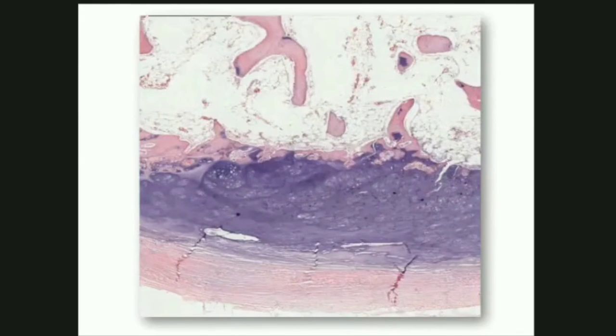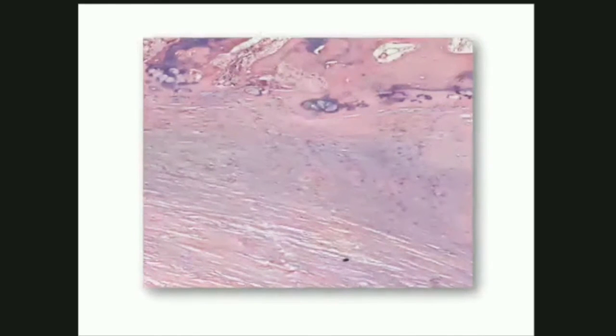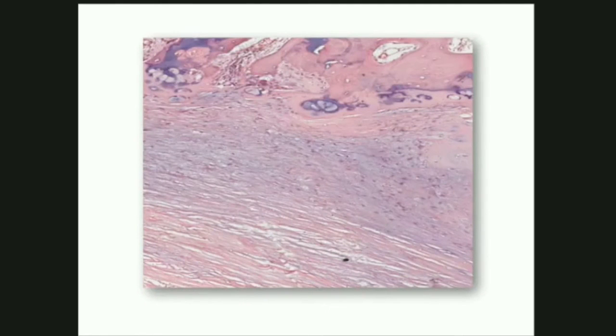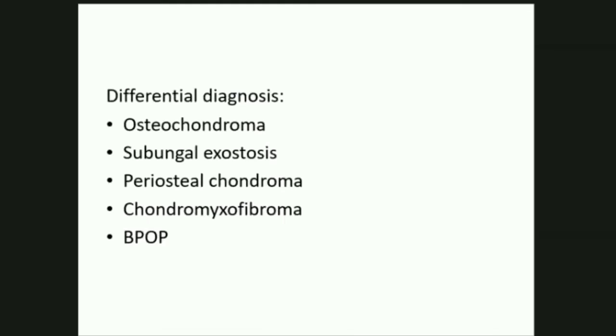On the periphery, we have a proliferation of spindle cells. Maturation of these spindle cells leads to hyaline cartilage, and they are present in the intertrabecular spaces of the mature bone. This is one of the characteristic features of subungual exostosis. And one more differential we have is chondromyxofibrosarcoma and BPOP.